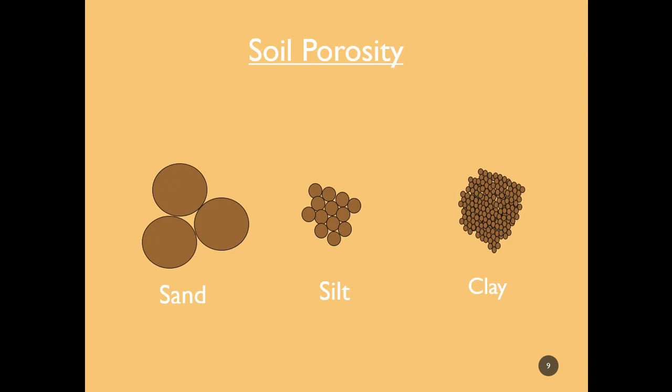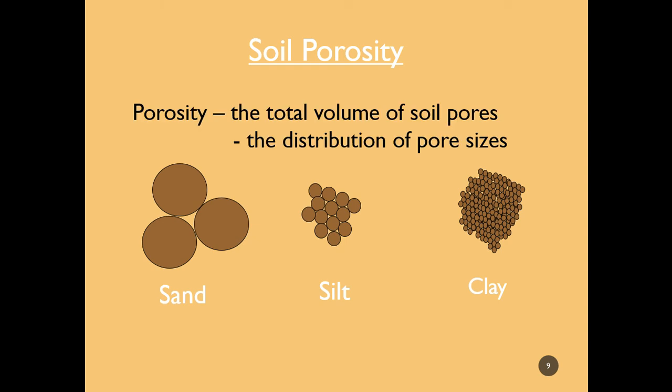So soil porosity, this is roughly relative, not to scale, just the difference between sand, silt, and the clay as far as particle size goes. So porosity is the total volume of soil pores and the distribution of pore sizes. So we can see, in this case, the pores would be the space in between the particles. So in sand, we have quite large pores for large particles, and in clay, we have quite small pores with small particles.